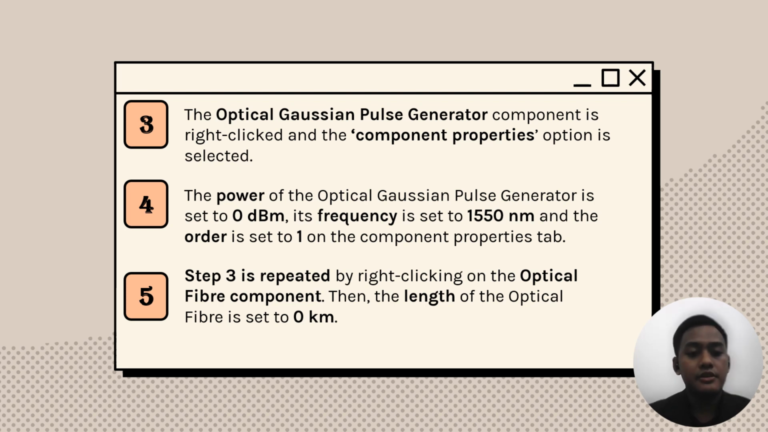In step 2, after constructing the circuit, we must select the components to set the parameters for each component in our circuit. For step 3, we choose the optical Gaussian pulse generator and change the component properties. As mentioned, the power is set to 0 dBm, the frequency is set to 1550 nanometer, and the order is set to 1. For the next step, we set the optical fiber component, with the length set to 0 kilometer.